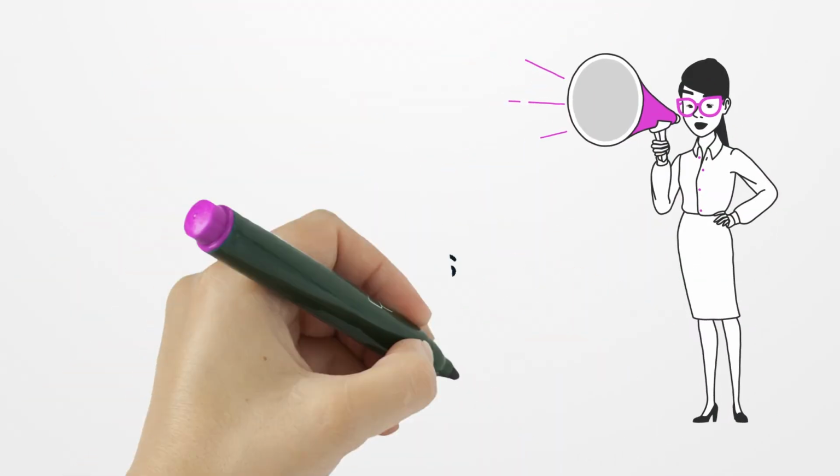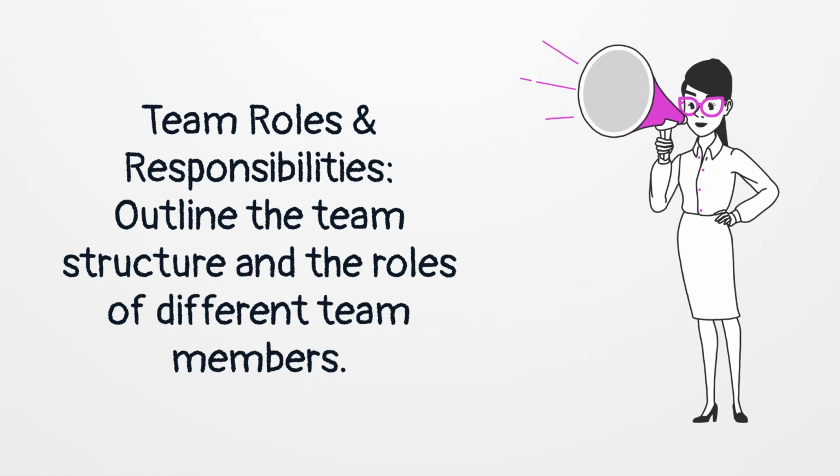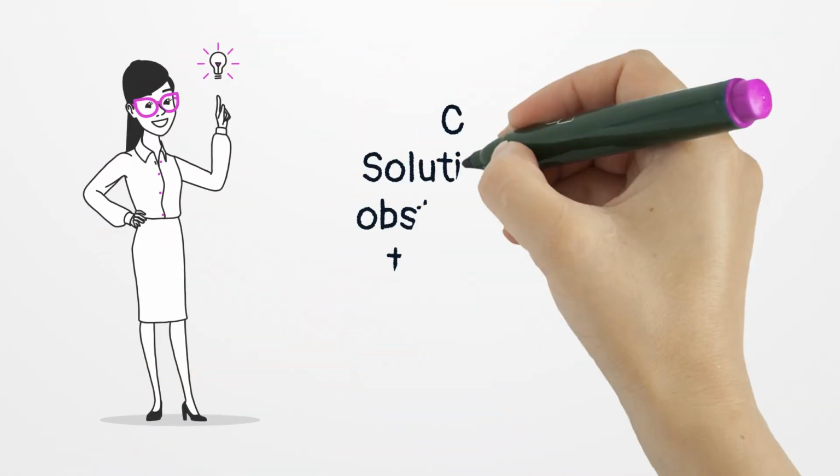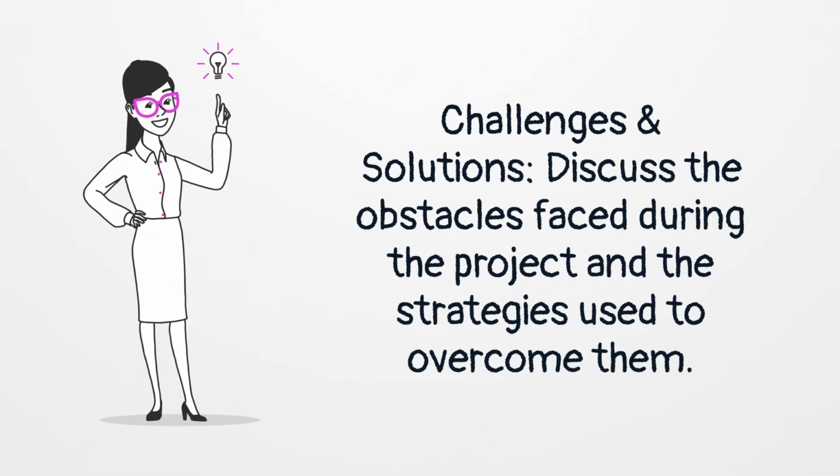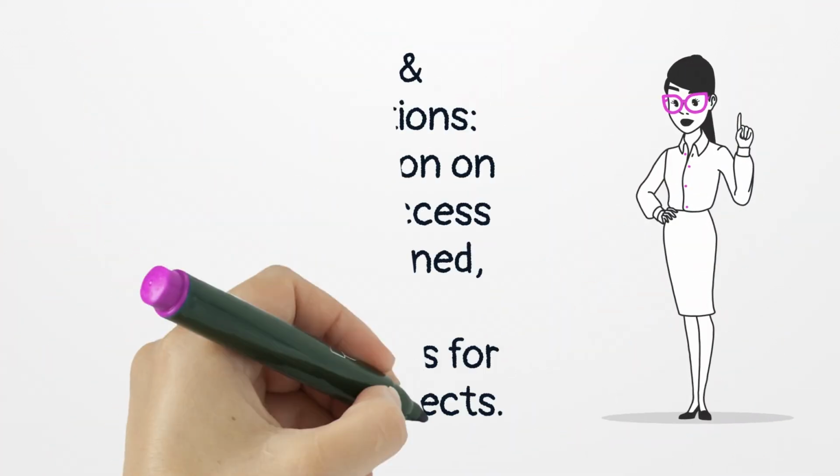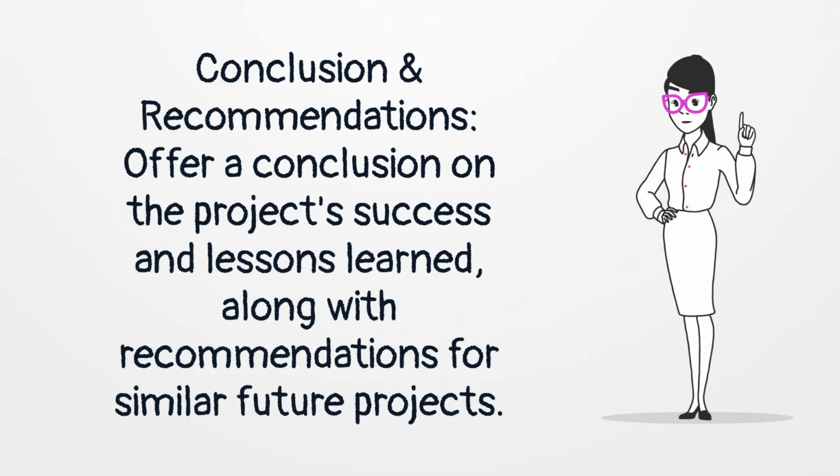Team roles and responsibilities, outline the team structure and the roles of different team members. Challenges and solutions, discuss the obstacles faced during the project and the strategies used to overcome them. Conclusion and recommendations, offer a conclusion on the project's success and lessons learned, along with recommendations for similar future projects.